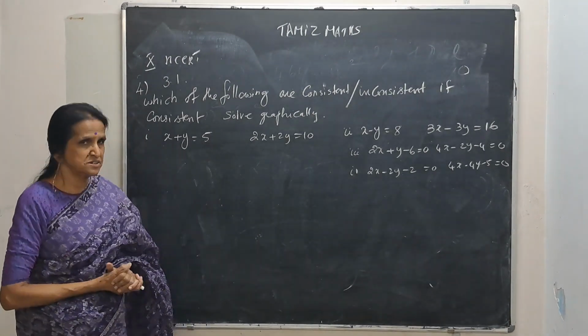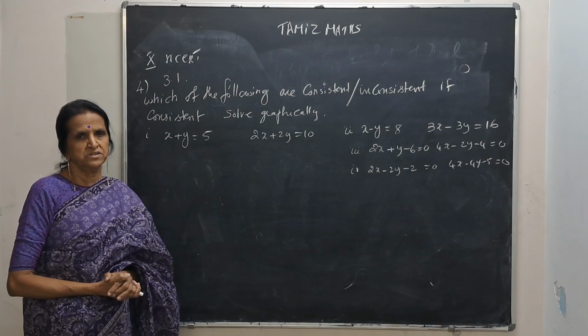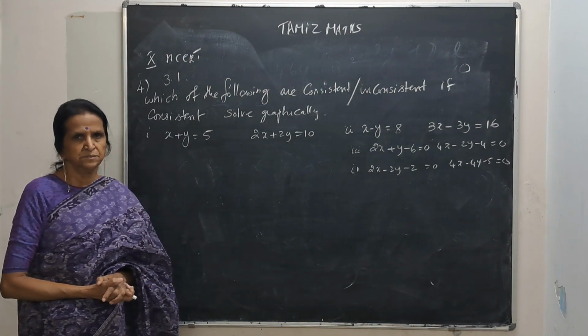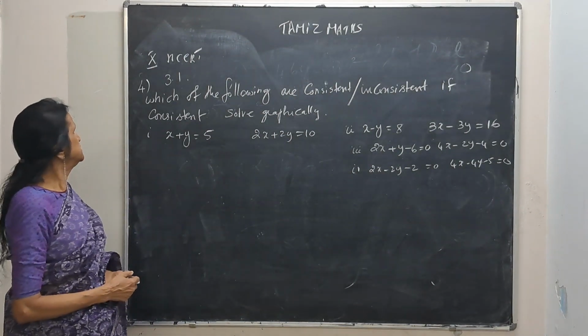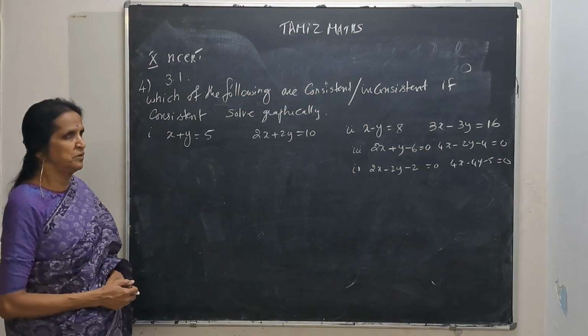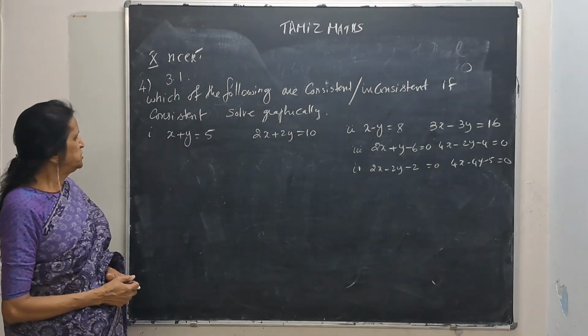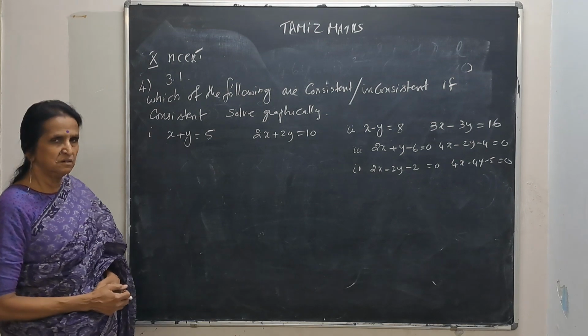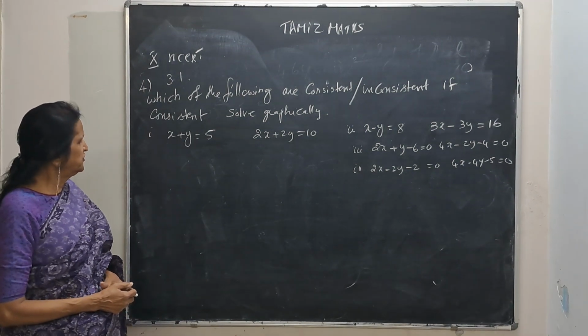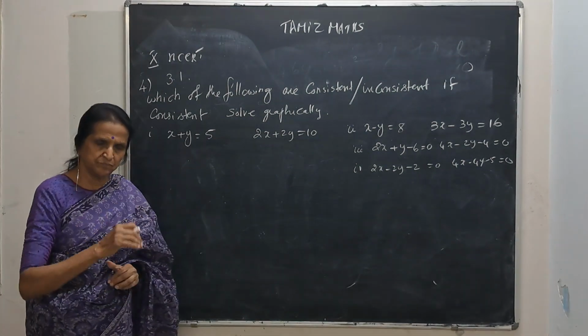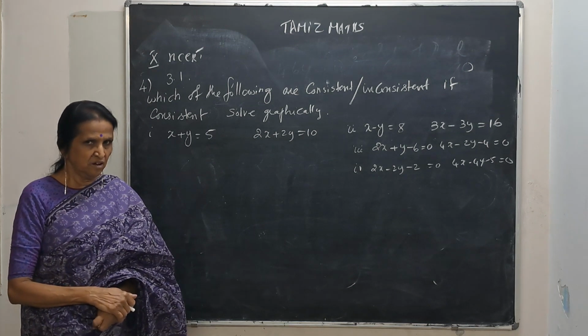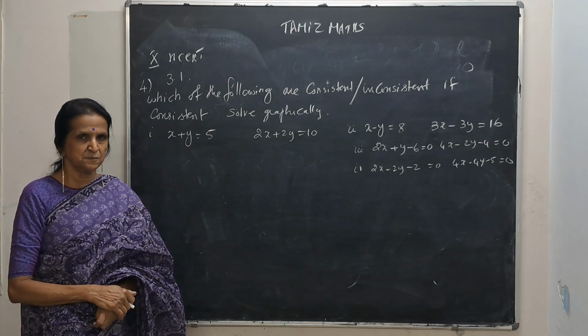What's the chapter we are discussing? Pair of equations, solving pair of equations. It is 3.1 exercise problem 4. Which of the following are consistent or inconsistent? If consistent, solve graphically.